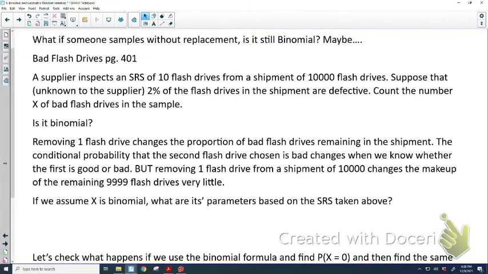All right, we are going to talk about with and without replacement in this video. So there's this problem in the book about bad flash drives. We have 10,000 in a shipment and 10 are randomly sampled. The supplier doesn't know that 2% of the flash drives are defective.